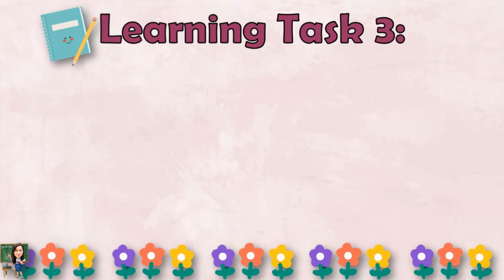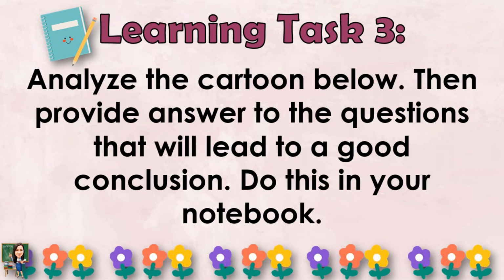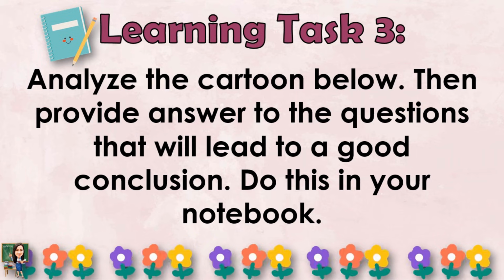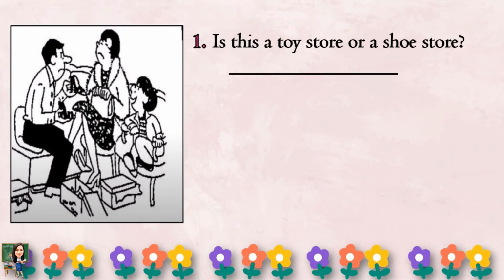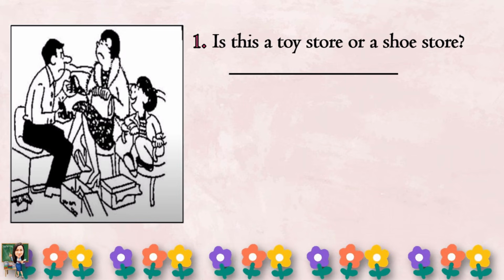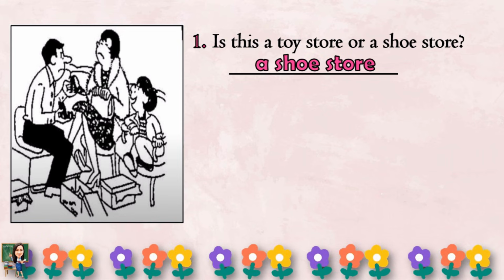For learning task 3, analyze the cartoon below. Then provide answers to the questions that will lead to a good conclusion. Do this in your notebook. Analyze the picture. Number 1. Is this a toy store or a shoe store? What is your answer? Very good. This is a shoe store.